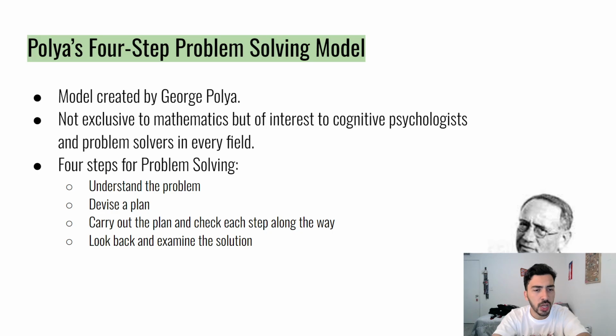And then the main four steps of this problem-solving model would be understanding the problem, devising a plan, carrying out the plan and checking each step along the way, and then finally looking back and examining the solution. All right, so I'm going to talk a little bit about these four steps.